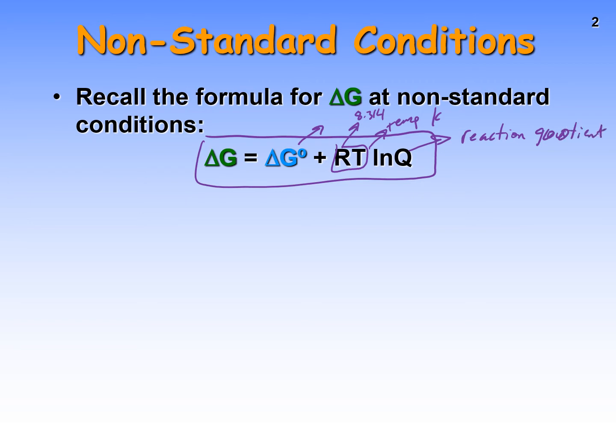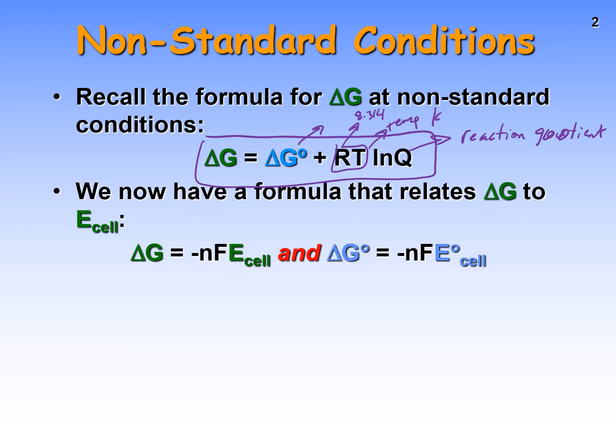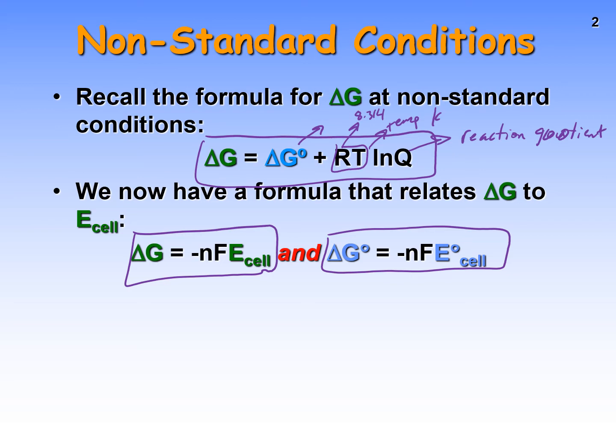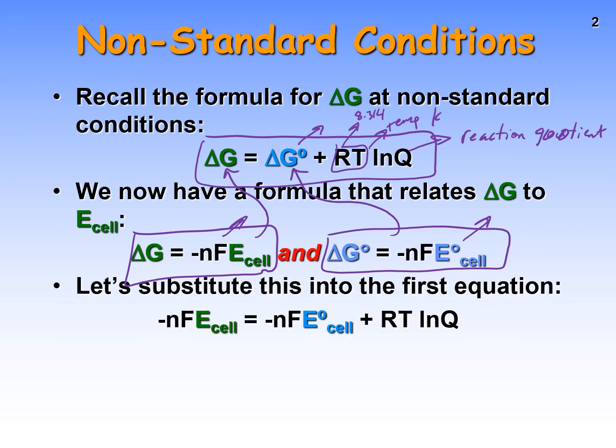Well, we also know some new equations here that we learned in the last lecture video, that delta G is equal to negative nF E cell, and delta G naught is equal to negative nF E naught cell. We really learned this one, but it also applies for the non-standard version. That is the relationship between delta G and E cell, or delta G naught and E naught cell. Now, if we take these and we plug them into this original equation, we can derive a new equation that involves E cell, like so.